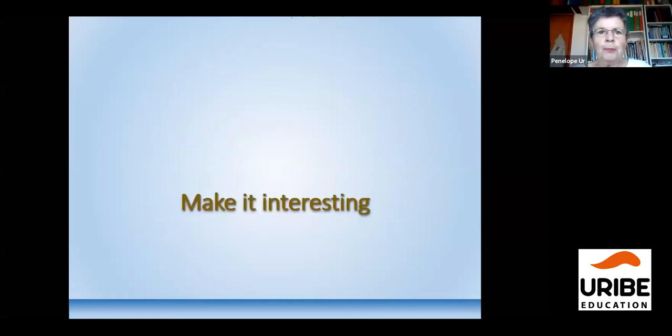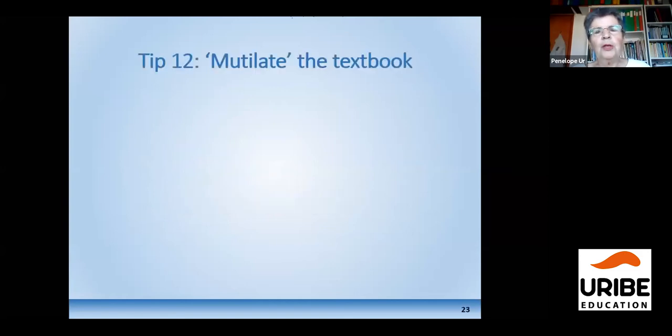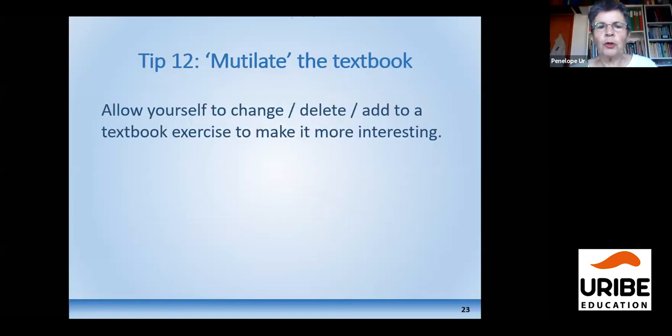Okay, make it interesting. My tip number 12 is something I call mutilate the textbook. Don't feel that because something's written in the textbook to do it in a particular way, you therefore have to do it the way the author said. You're a teacher, you're a professional. You can change the textbook and do it so that it's more interesting for your students. Allow yourself to change or delete or add to a textbook exercise to make it more interesting.